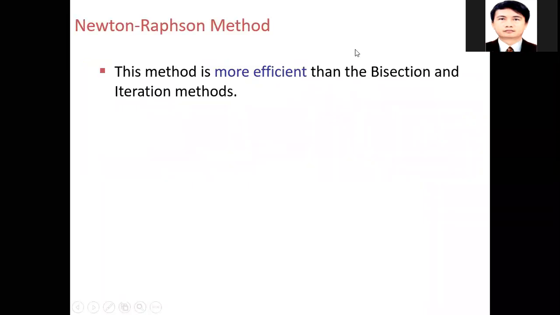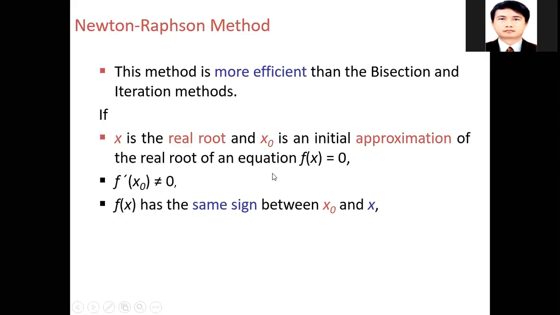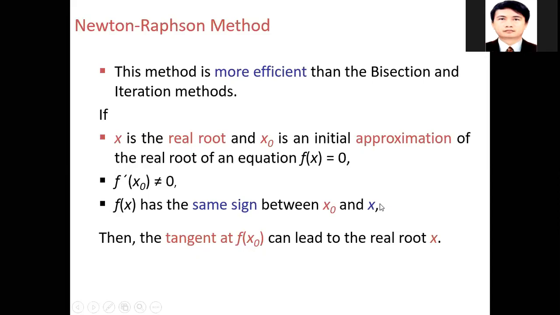Okay, so for the Newton-Raphson, this method is more efficient than the bisection and iteration methods. So if x is the real root and x sub naught is the initial approximation of the real root of an equation f of x equals 0, then we have the following assumptions. No? So f prime of x sub naught should not be equal to 0, and f of x has the same sign between x sub naught and x. Then the tangent at f of x sub naught can lead us to the real root of x. No?